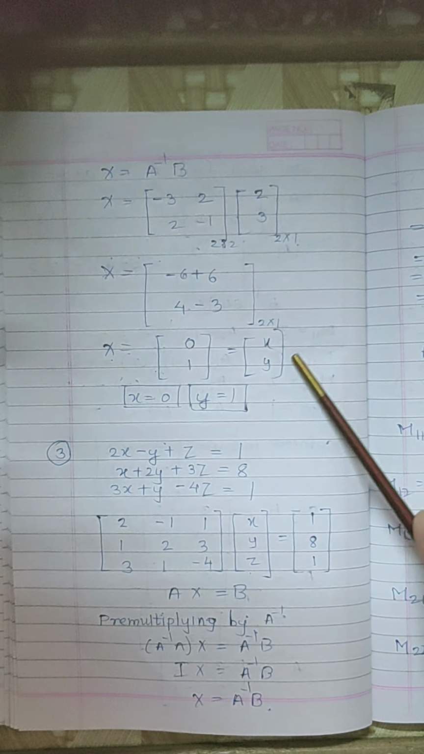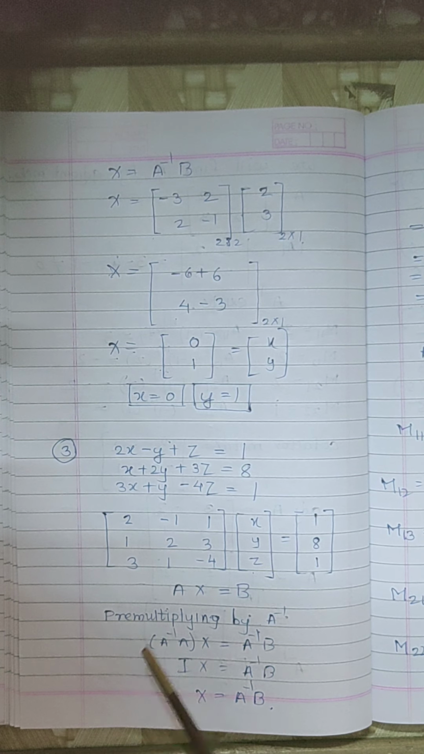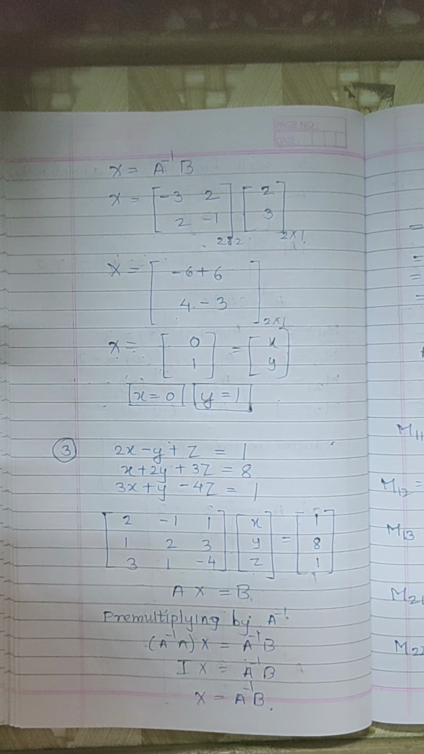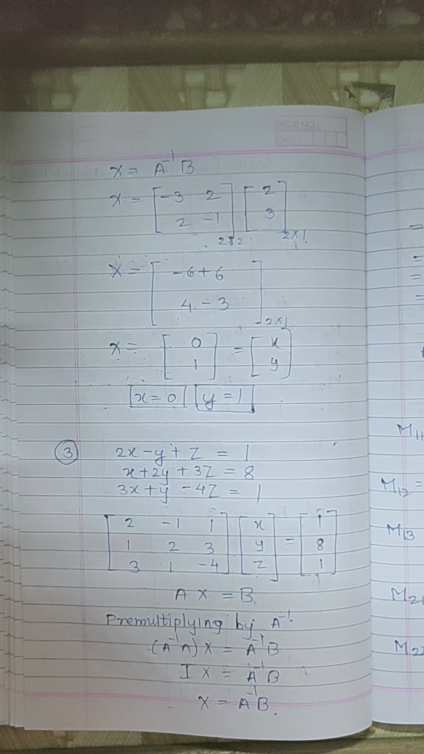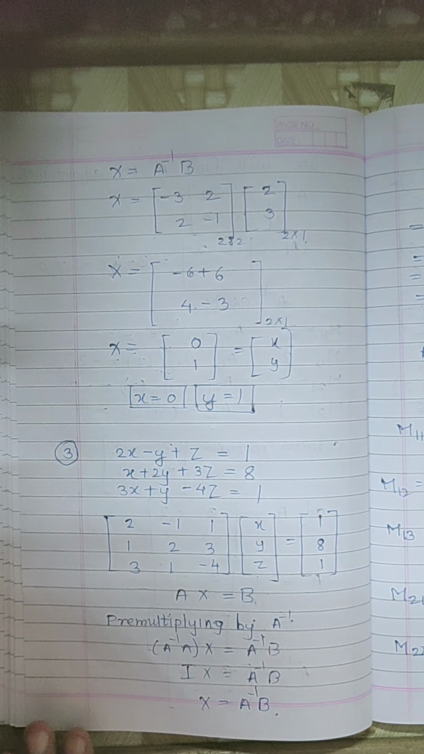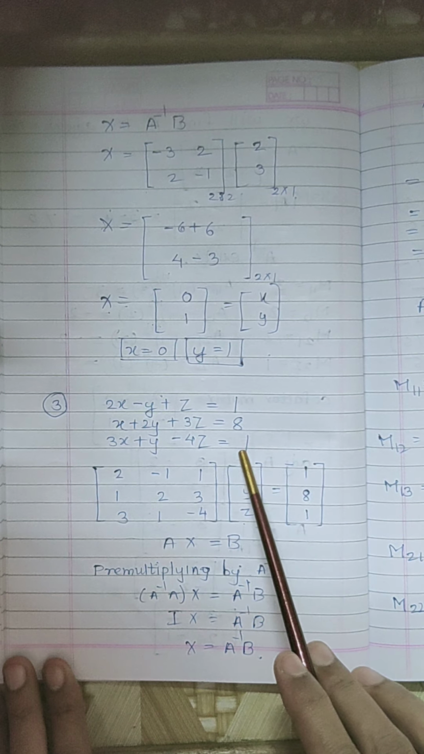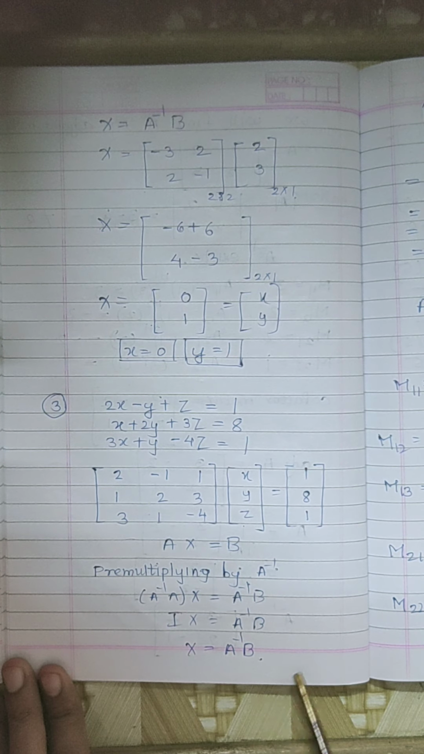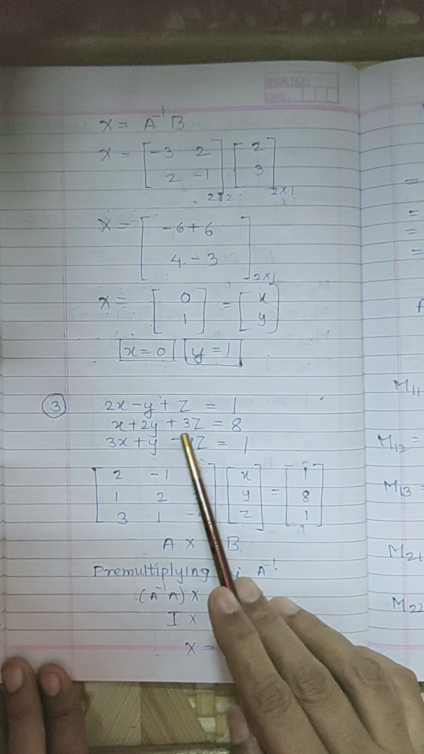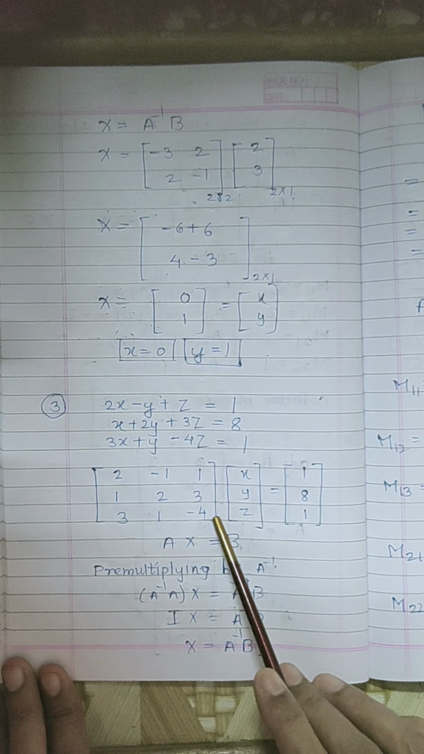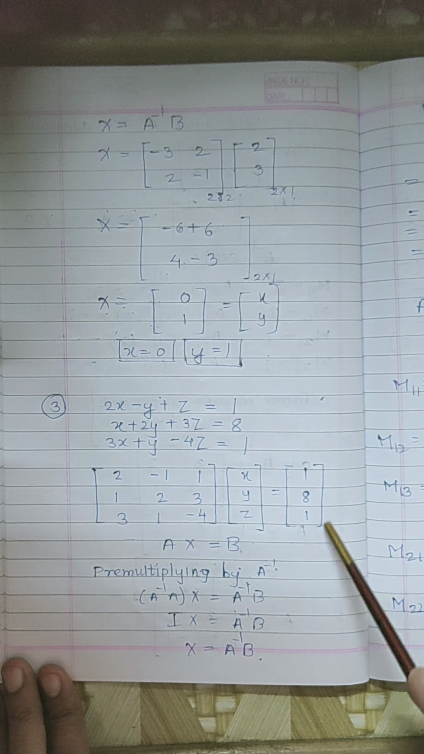Now this was the 2 by 2 matrix. Now we will solve a 3 by 3 matrix, means 3 equations, means finding the value of x, y, z by the same method, the inversion method only. So here see the third sum. Here 3 equations are given. So first we will write matrix A. Matrix A is 2 minus 1 1, 1 2 3, 3 1 minus 4. And x means x y z and B means 1 8 1.